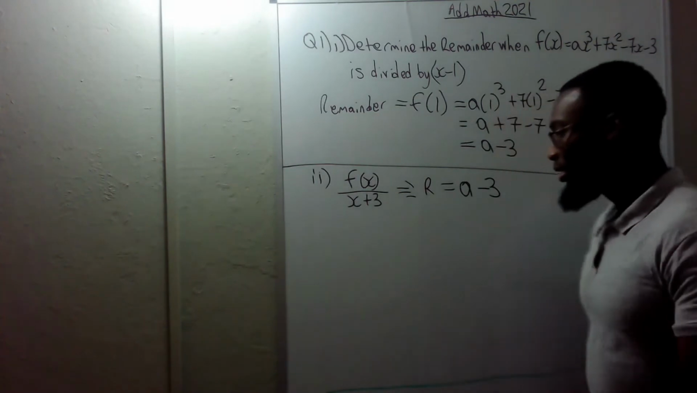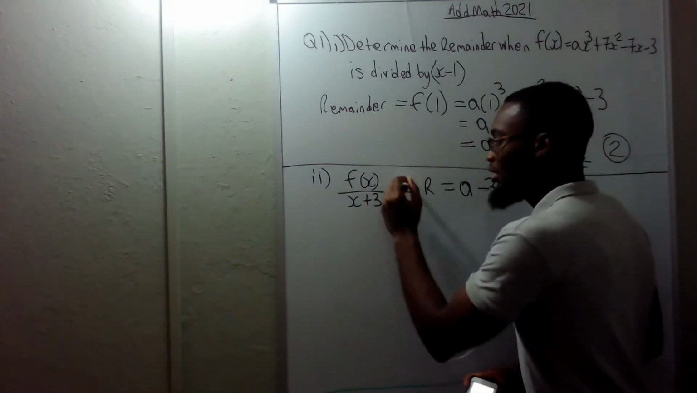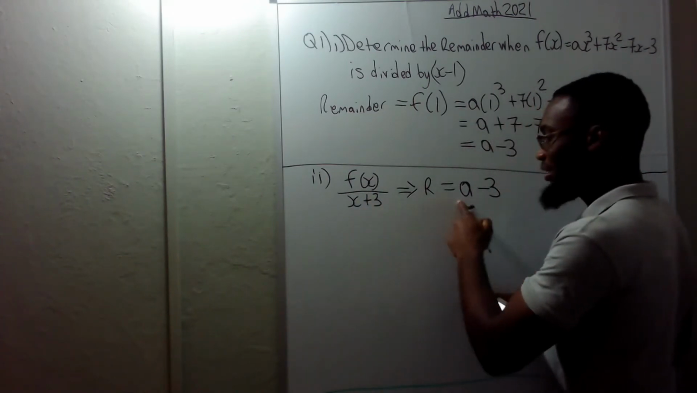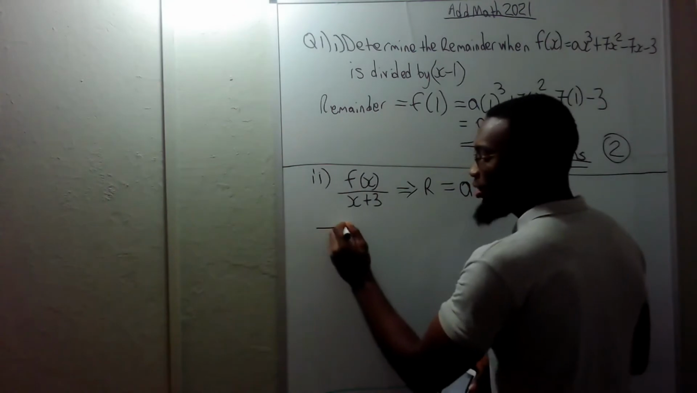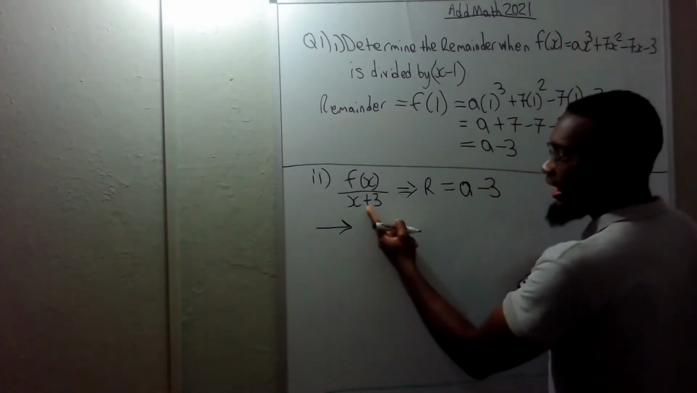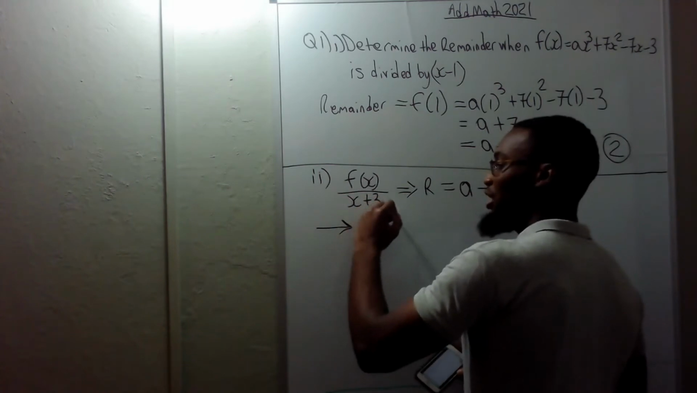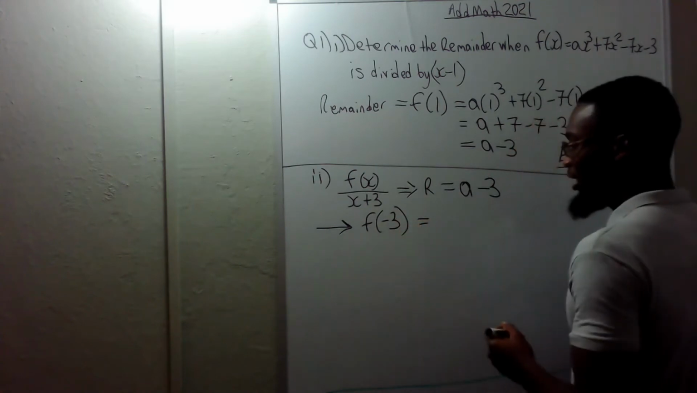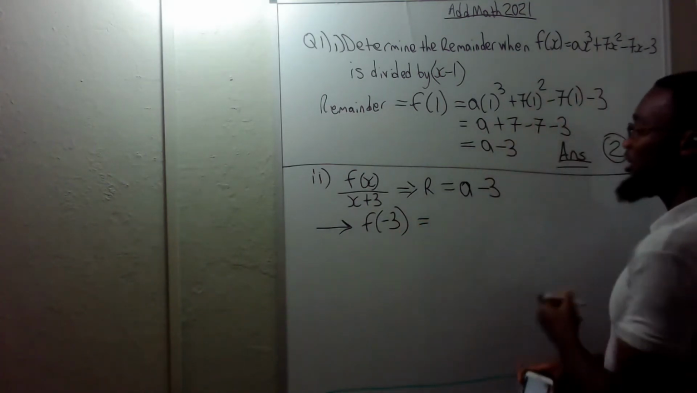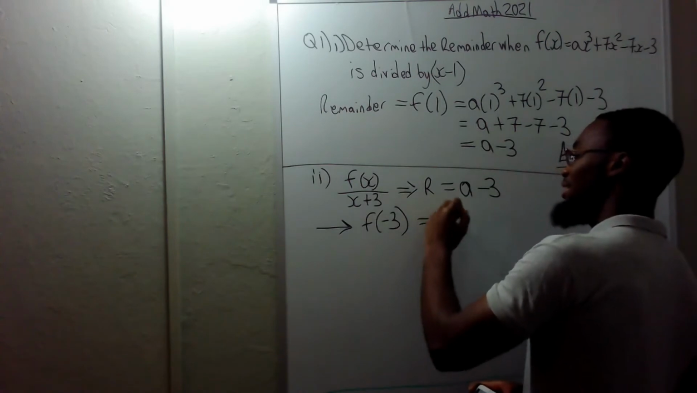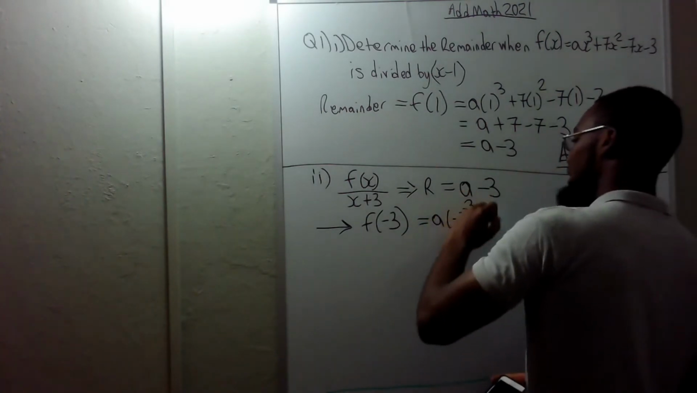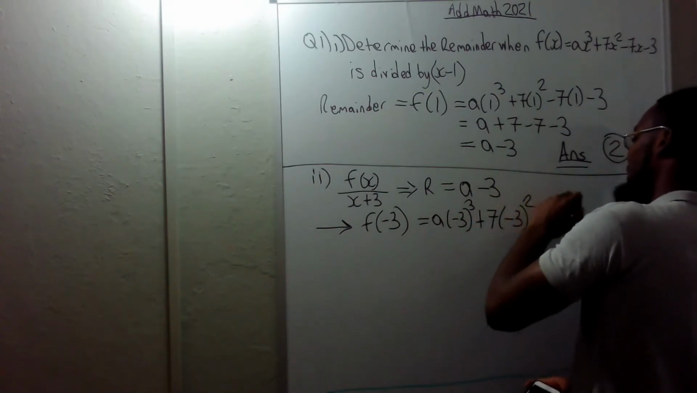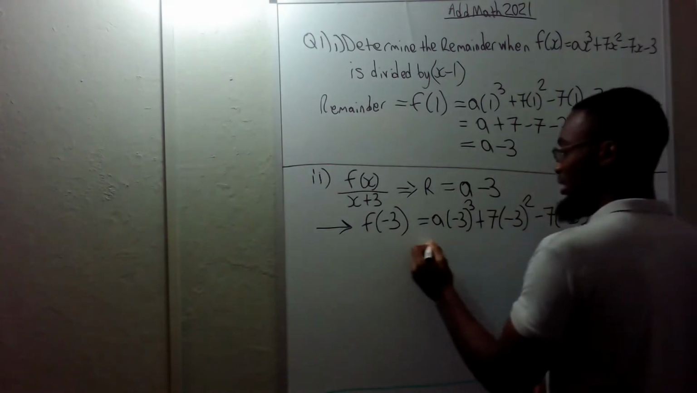So what does that mean? This is a implies symbol. They're telling us that when f of x is divided by x plus 3, the remainder is a minus 3. So that implies, if it is x plus 3, this is f of negative 3. So we need to find f of negative 3. F of negative 3 is equal to, plug negative 3 into the function: a times negative 3 cubed plus 7 times negative 3 squared minus 7 times negative 3 minus 3.